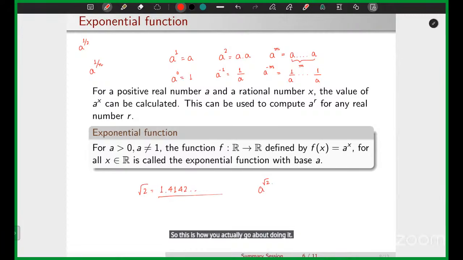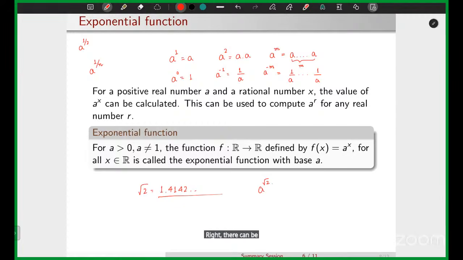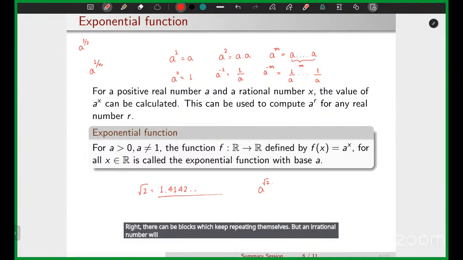And irrational numbers have non-terminating, non-repeating expansions. A rational number could have repeating stuff as well, so there can be blocks which keep repeating themselves. But an irrational number will have an infinite decimal expansion, so care needs to be taken to say that this actually approaches something.